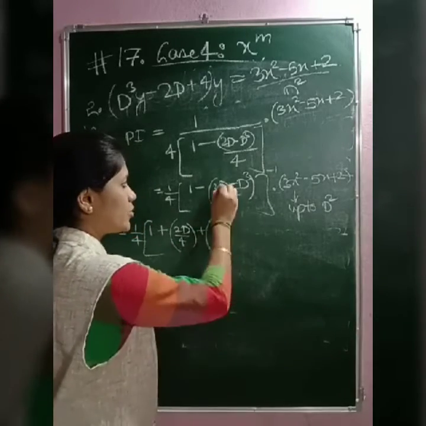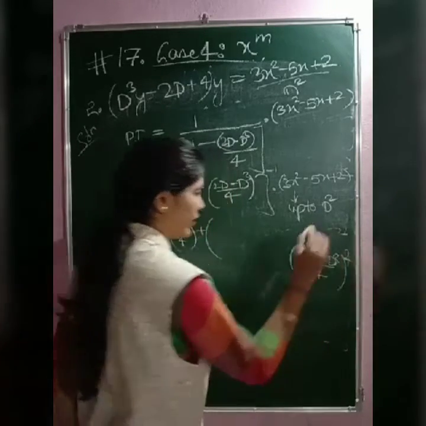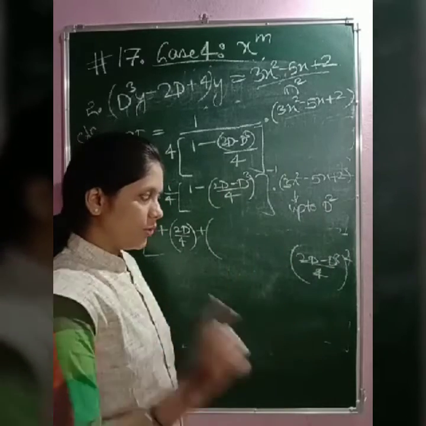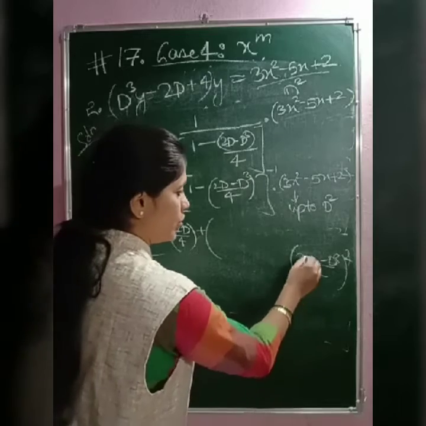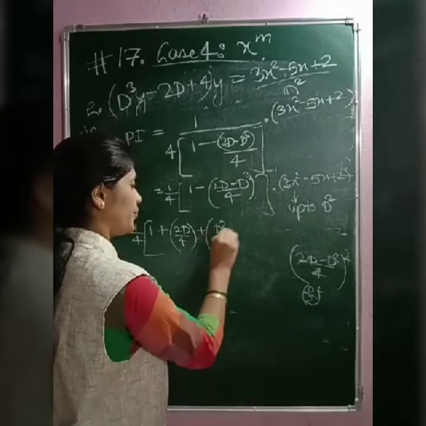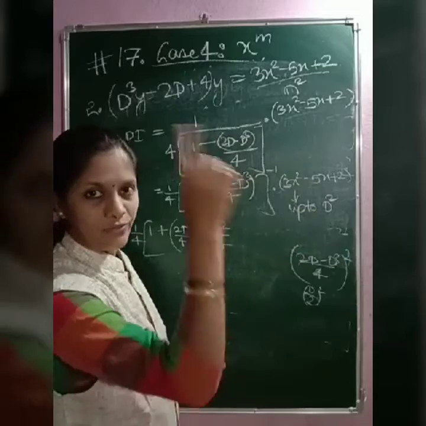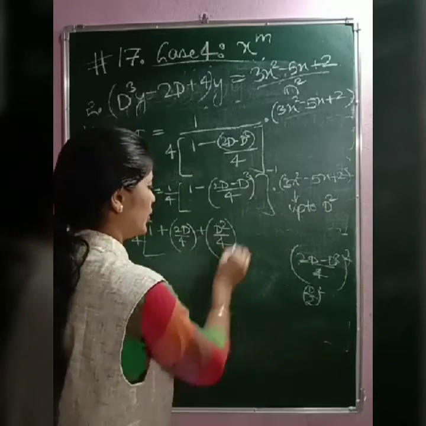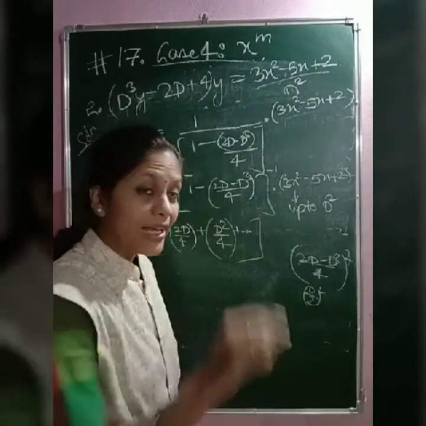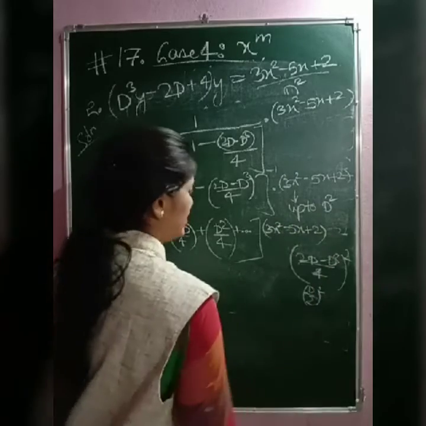Plus x square. X square is (2D minus D cube) whole square by 4 square, that is (a minus b) whole square, but again consider only up to D square. So D by 2 whole square is D square by 4. 2ab will give D raised to 3 and b square will give D raised to 6, so no need to consider them. We consider only up to here, because the rest is going to give 0. So as it is, 3x square minus 5x plus 2.